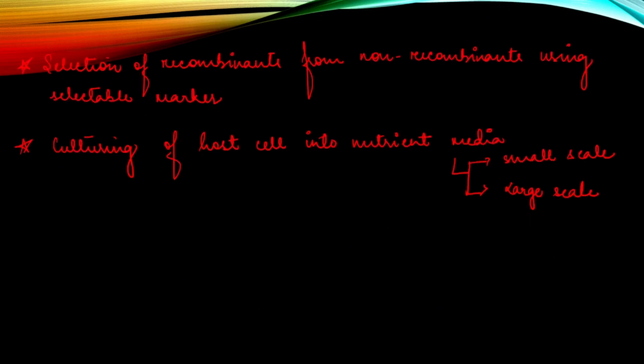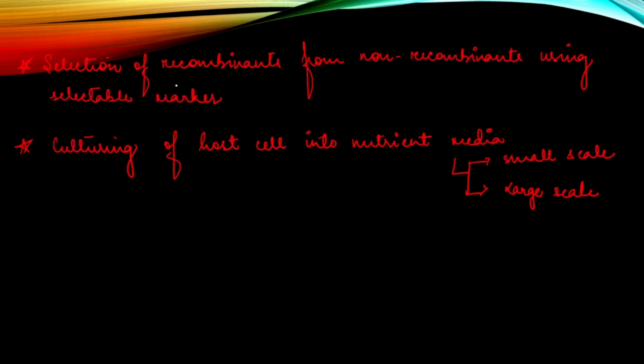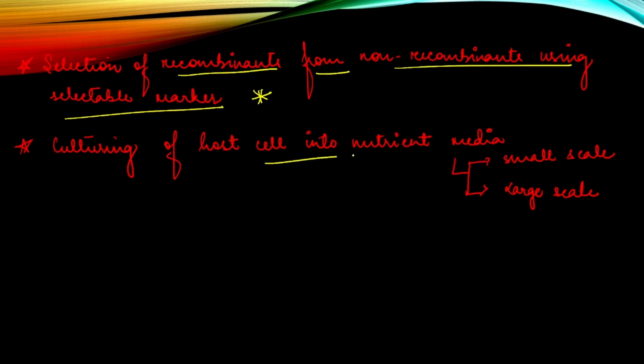Fine. Next, how do we select the recombinants from non-recombinants? Selection of recombinants from non-recombinants is done using a selectable marker. How we do that, we saw last class. I have shown you. If a gene is inserted, we see whether that gene is functional or not. I have already made a video on that; you can check it. Then comes culturing of host cells in nutrient media. Now we grow these cells inside the nutrient media.